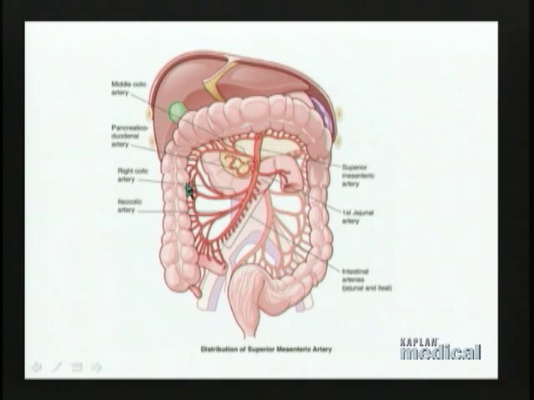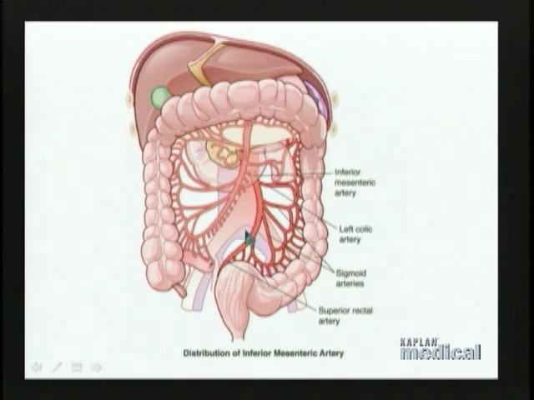The important point about that is that while we said the right colic and ileocolic and middle colic anastomose very easily with one another, these vasa recti do not anastomose with one another. So each vasa recta is in essence an end artery, and it's supplying a small region of colon. So if there was an occlusion of a vasa recta, you would have a region of ischemic bowel.